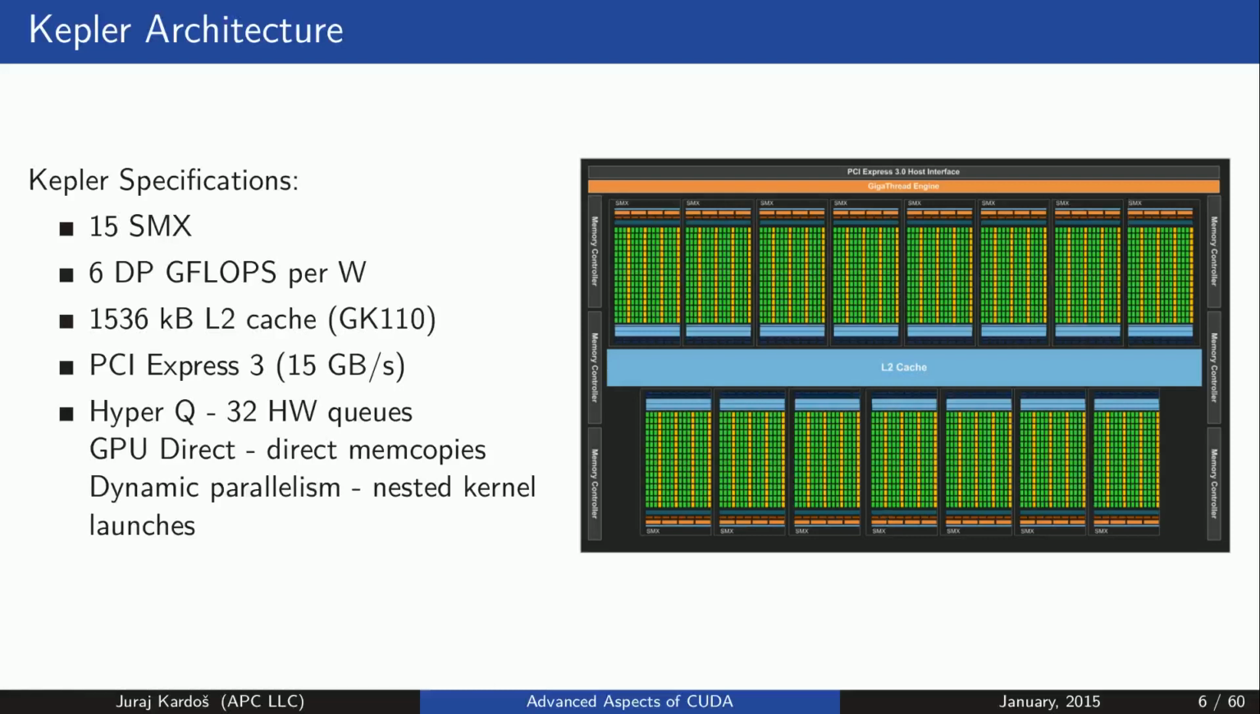HyperQ increases the number of hardware work queues from 1 to 32, which enables multiple CPU threads or processes to launch work on a single GPU simultaneously. Having a single work queue meant that Fermi could be underoccupied at times, as there wasn't enough work to fill every streaming multiprocessor. By having 32 work queues, Kepler can in many cases achieve higher utilization by being able to put different task streams on what would be otherwise idle streaming multiprocessors.